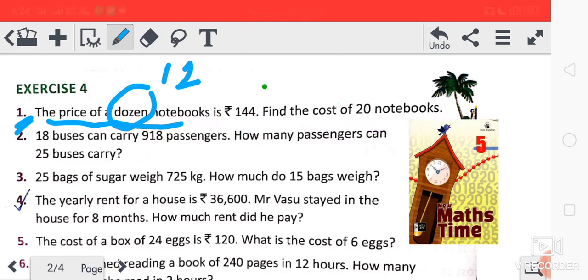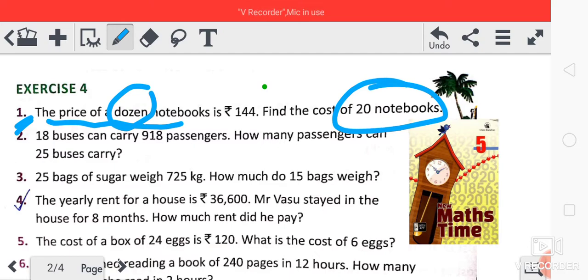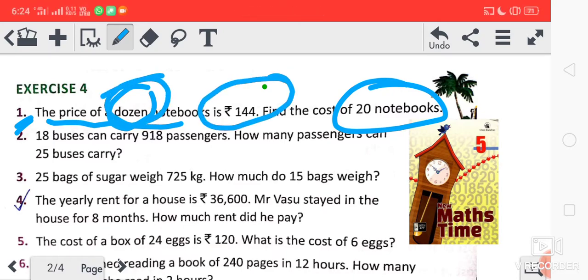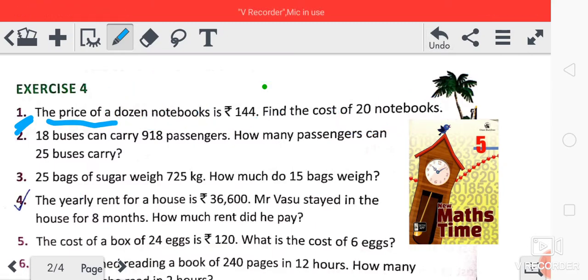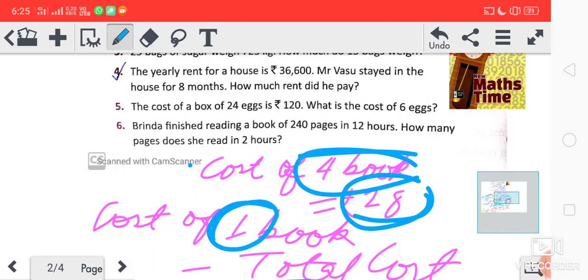So how will you find the cost of 20 notebooks? First of all, you have to know the price of one notebook. How will you get the price of one notebook? By dividing the total price by the number of notebooks, isn't it? So we'll follow the same rule. Okay, now come to the solution.